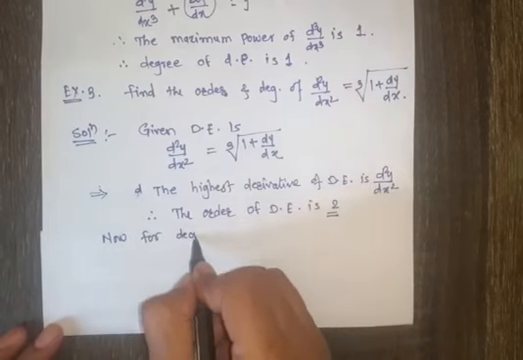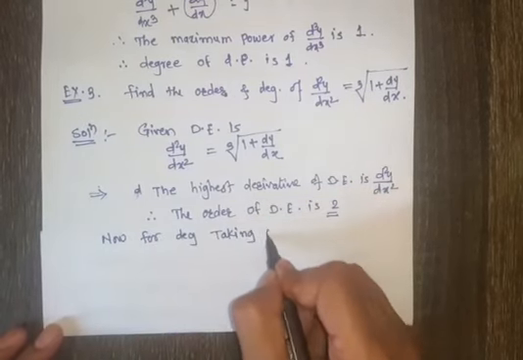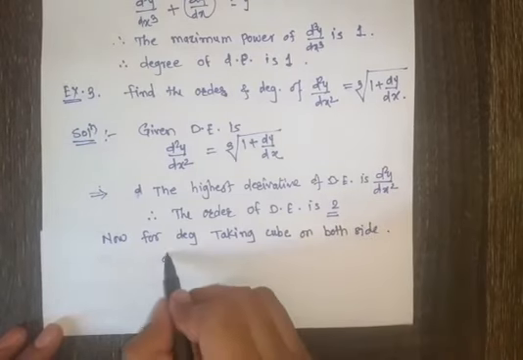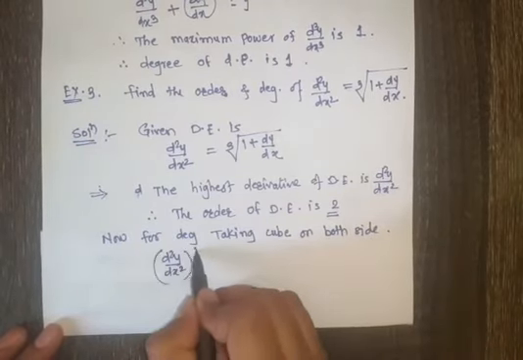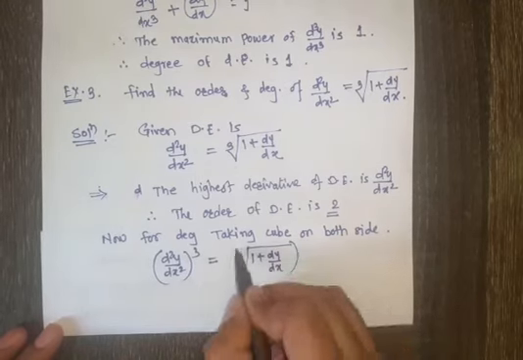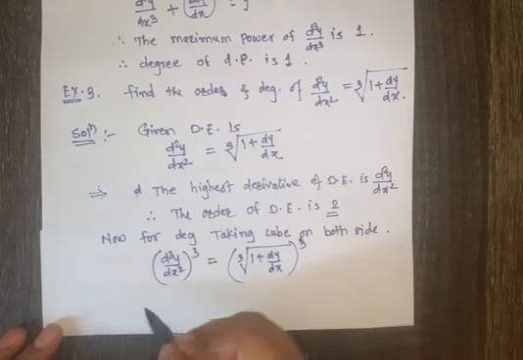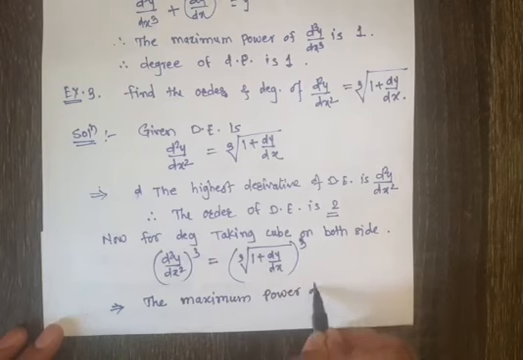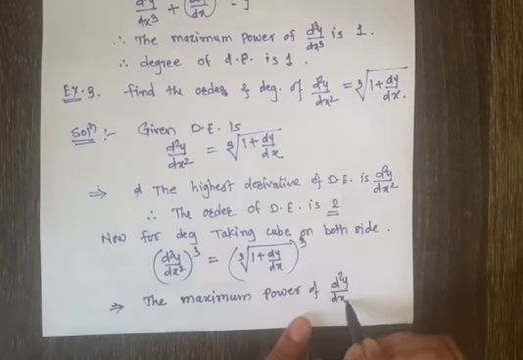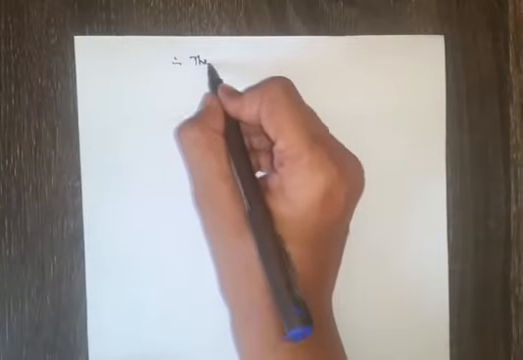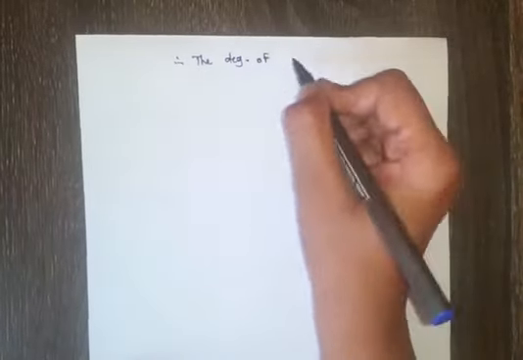Now, for the degree of differential equation, taking a cube on both sides, so we get d2y by dx square whole cube is equals to 1 plus dy by dx. So by simplifying, the maximum power of d2y by dx square is 3, and hence the degree of differential equation is 3.